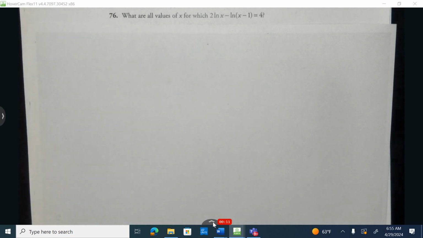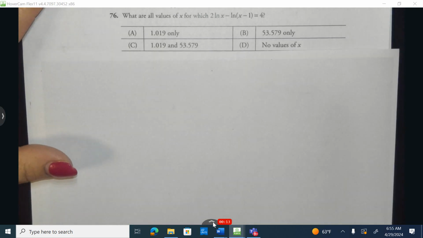We're beginning on the multiple choice portion. In this portion, which is Section 1, Part B, you are allowed to use a calculator and you have 40 minutes to complete 12 problems. So let's talk about how we can complete this particular problem.